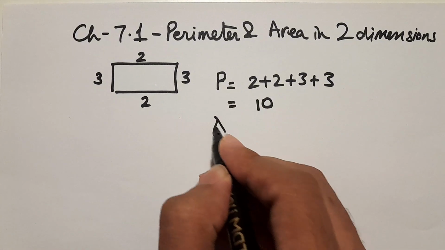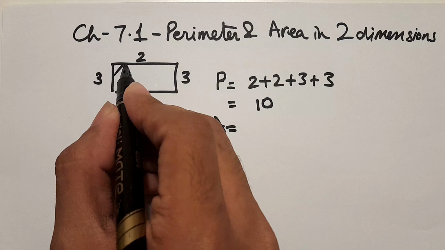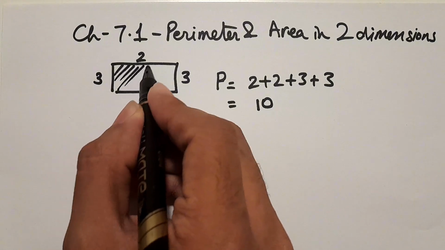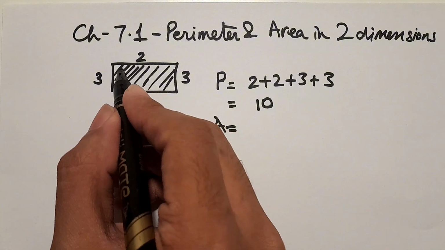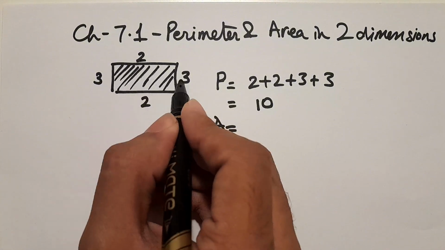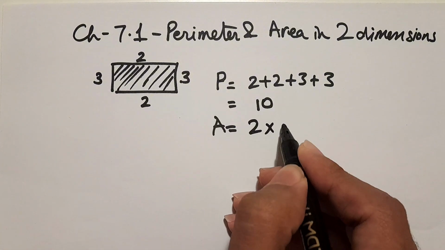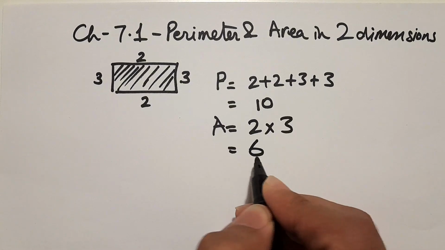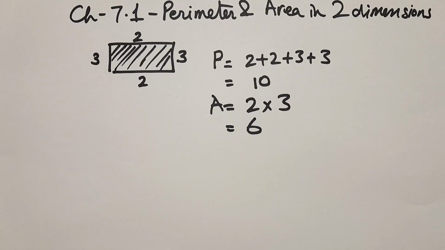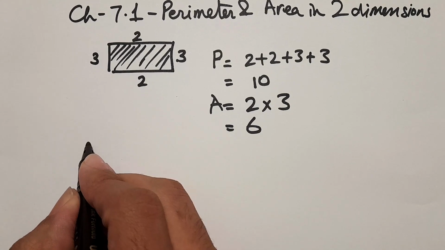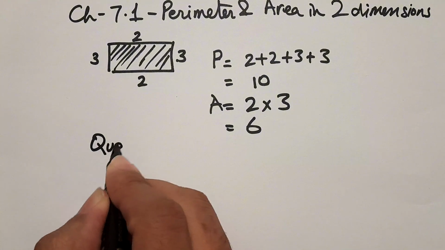So for area, it will be the space inside the rectangle, the total surface covered by the rectangle. So 2 times 3, that will be 6. So this will be the area. The formula for area will be different for different shapes, and the first shape is quadrilaterals.